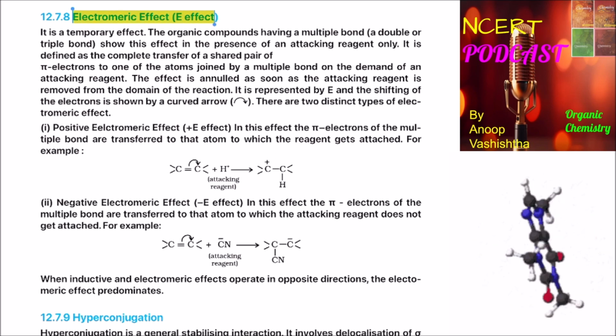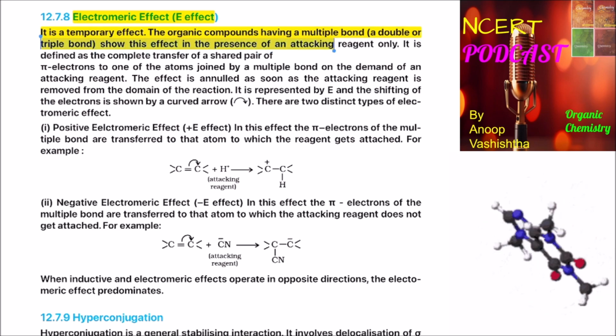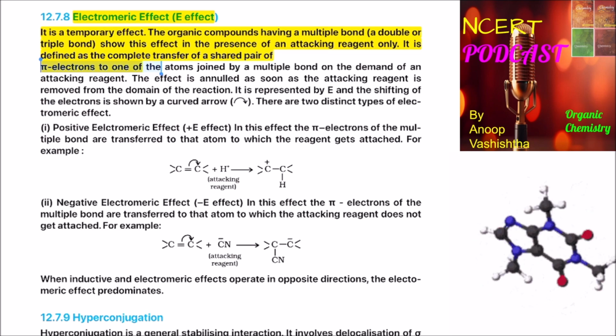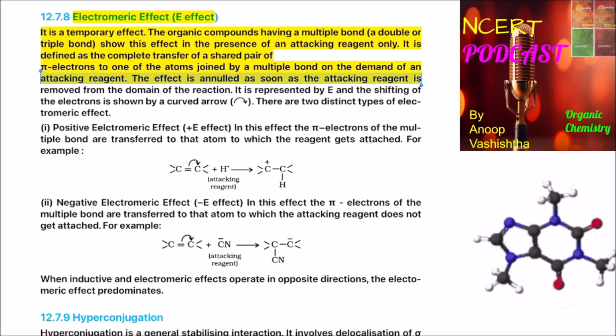Electromeric effect, E effect. It is a temporary effect. The organic compounds having a multiple bond, a double or triple bond, show this effect in the presence of an attacking reagent only. It is defined as the complete transfer of a shared pair of pi electrons to one of the atoms joined by a multiple bond on the demand of an attacking reagent. The effect is annulled as soon as the attacking reagent is removed from the domain of the reaction. It is represented by E, and the shifting of the electron is shown by curved arrow.